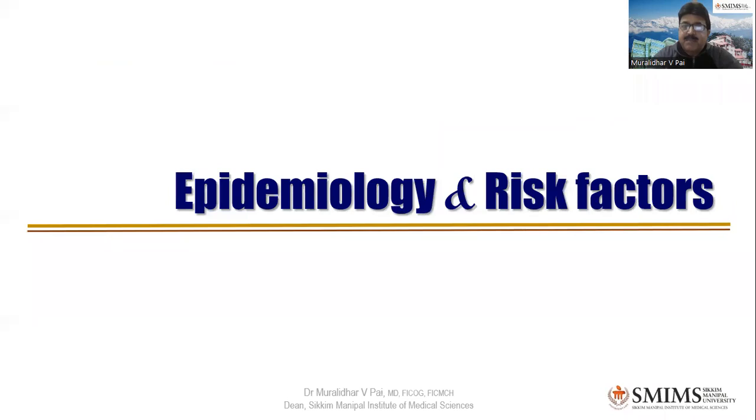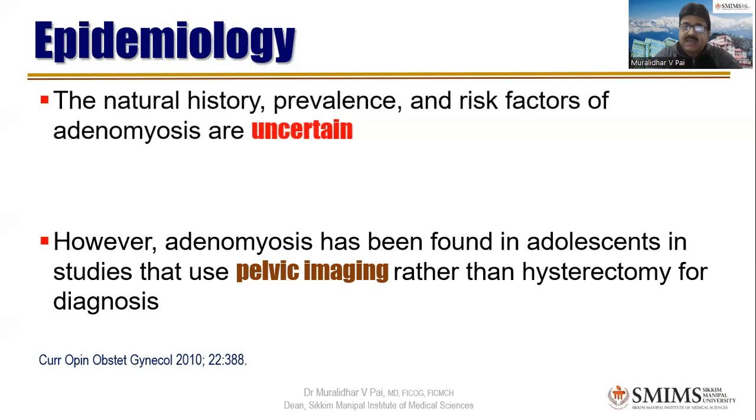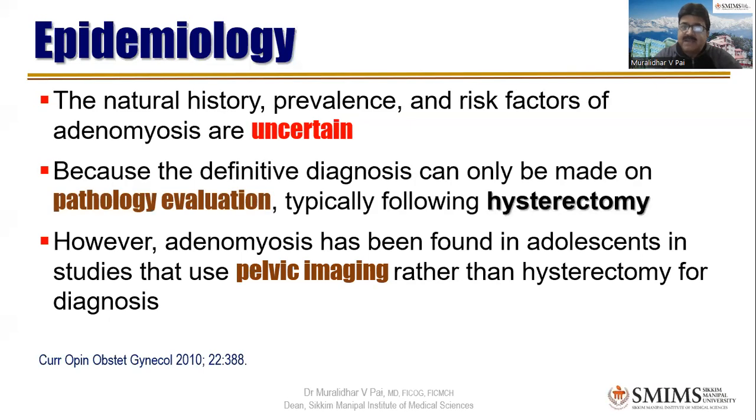So let us look at the epidemiology and risk factors of adenomyosis. The natural history, prevalence, and risk factors of adenomyosis are uncertain. You know why? The definitive diagnosis can only be made on pathology evaluation and typically following hysterectomy. Nobody would like to remove the uterus to confirm whether there is endometrial tissue in the uterine wall when the patient is young. So that's exactly why the natural history, prevalence and risk factors are a little bit difficult to be sure of.